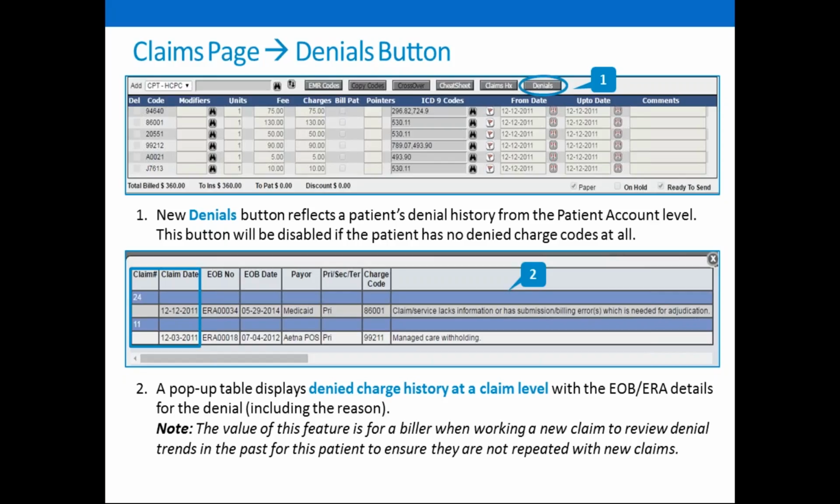So this is informational, and it is going to show every claim that has had at least one denial, and every denial within every claim will be present, including the EOB details where that EOB denial came in.